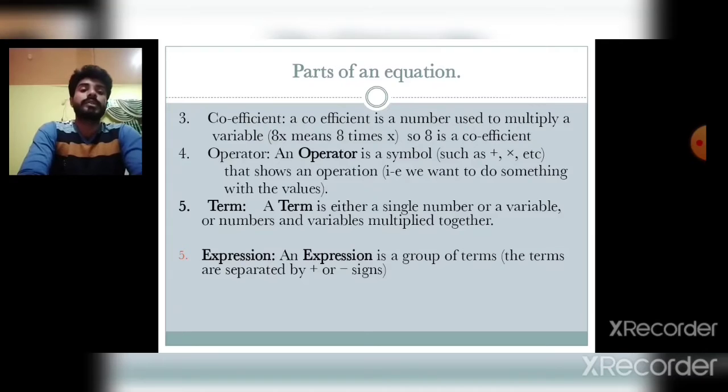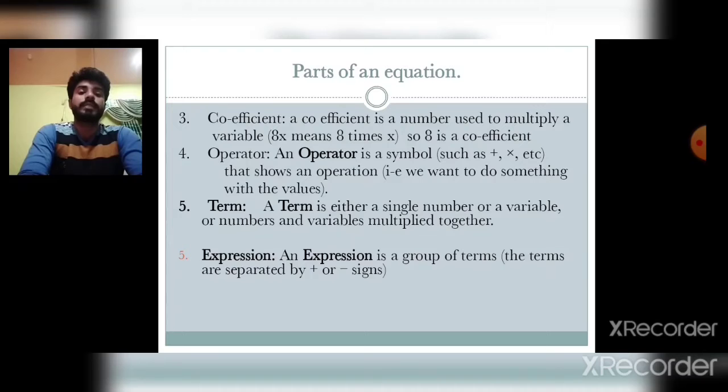The third one is coefficient. A coefficient is a number used to multiply a variable. For example, 8x means 8 times x. So 8 is a coefficient. Number four, operator. An operator is a symbol such as plus, multiply, minus, etc. that shows an operation. We want to do something with the values.